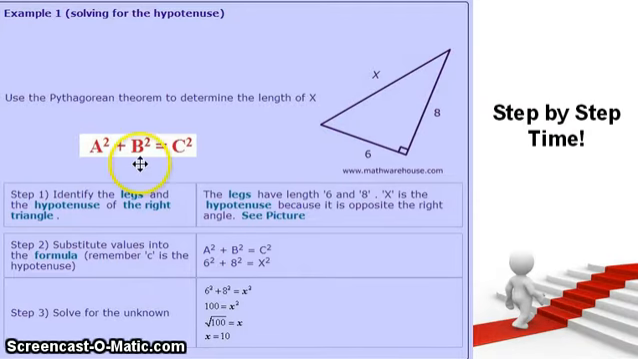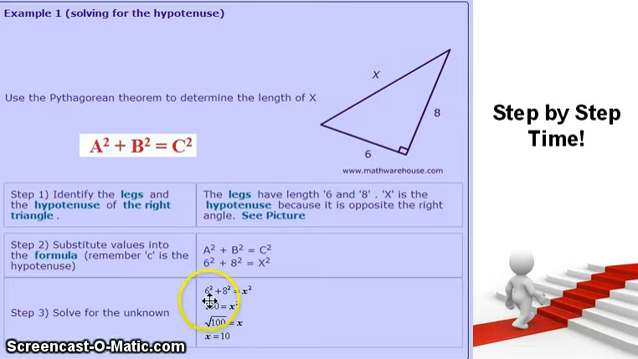A squared plus b squared equals c squared. There's your a, there's your b, and there's your c, the hypotenuse, okay? In this example, they want you to determine the length of x. X in this case is the hypotenuse. So let's go ahead and do some math. Let's substitute our values into the formula. A squared in this case is 6, or it could be 8. You can switch them out. B squared is 8, and c squared we don't know yet.